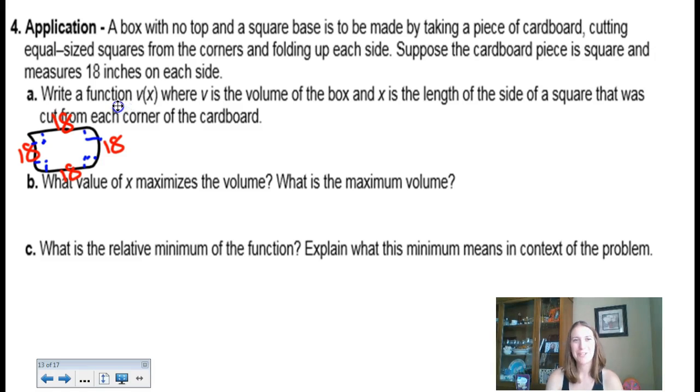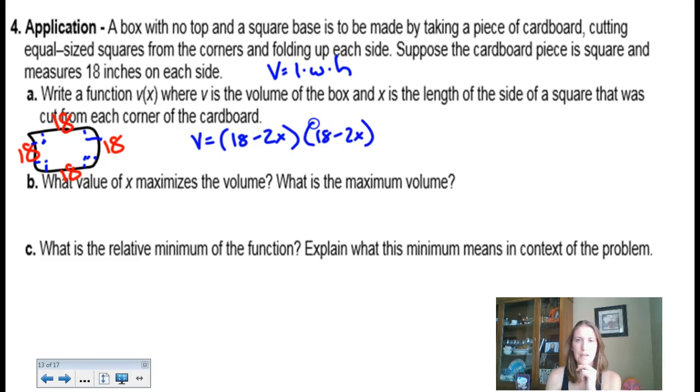We're going to write a function for the volume of this box. So if I think about the volume of a box, it is length times width times height. So for this particular box, each of the length and width are going to be the same. It's going to be 18 minus 2x because, once you cut off those corners, that's what you have. So 18 minus 2x, and then another 18 minus 2x. And then the height of the box is however big those cuts were, so x. I know I wrote that in a weird order, but get over it.